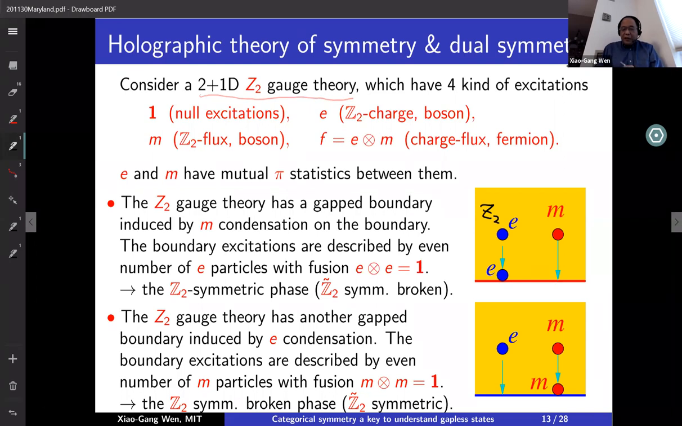Okay. And similarly, this Z2 gauge theory has another boundary. And this boundary is coming from the E condensation.